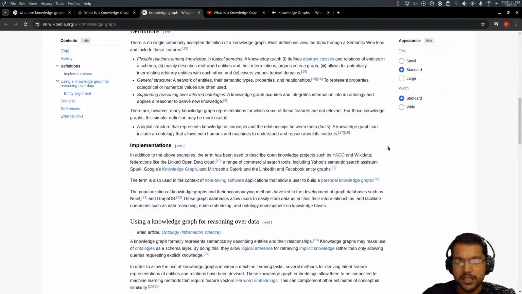Definitions: there's no single commonly accepted definition of a knowledge graph. Most definitions view the topic through a semantic web lens and include these features. I think before going a bit further on this, I'd like to set some agenda for today. And I don't know if I'm going to actually stick to the agenda. Hopefully I do, because I tend to forget stuff and just go on a tangent once I find something. That's usually me.